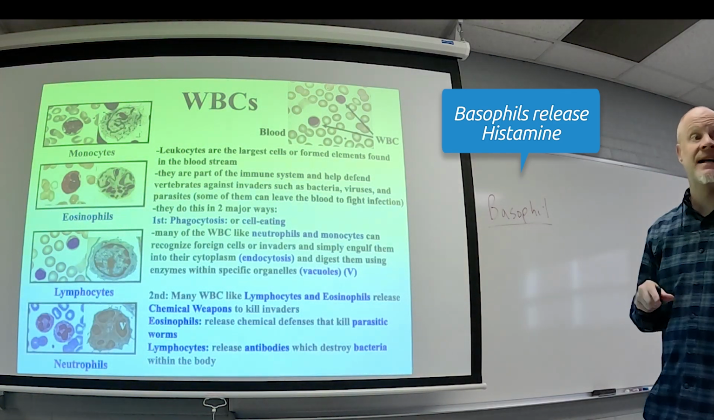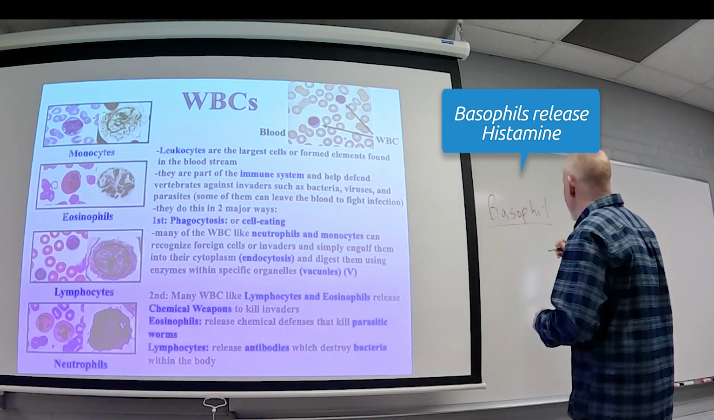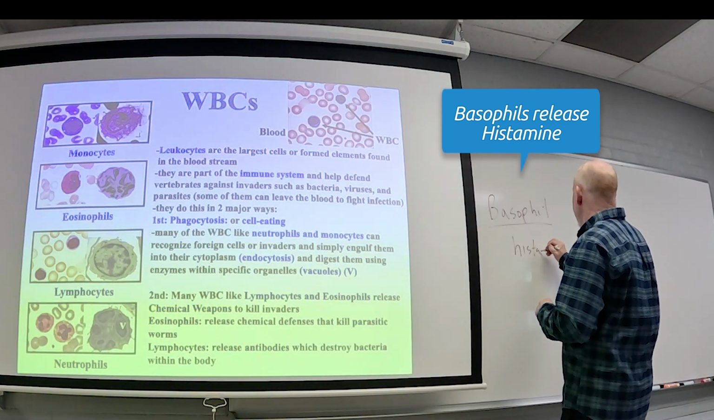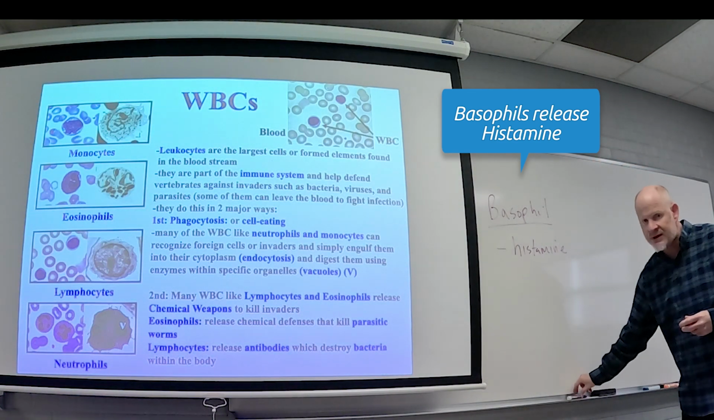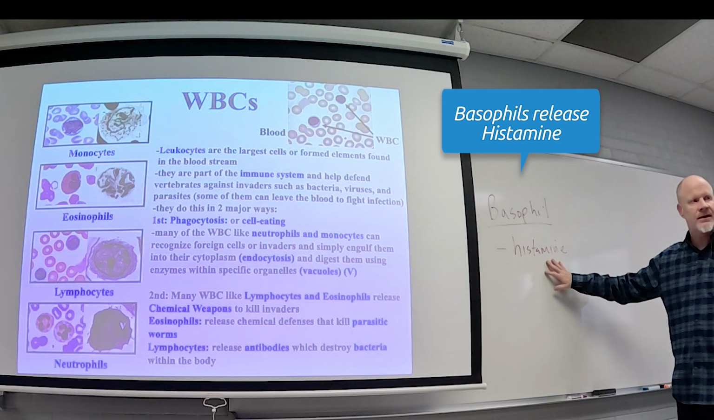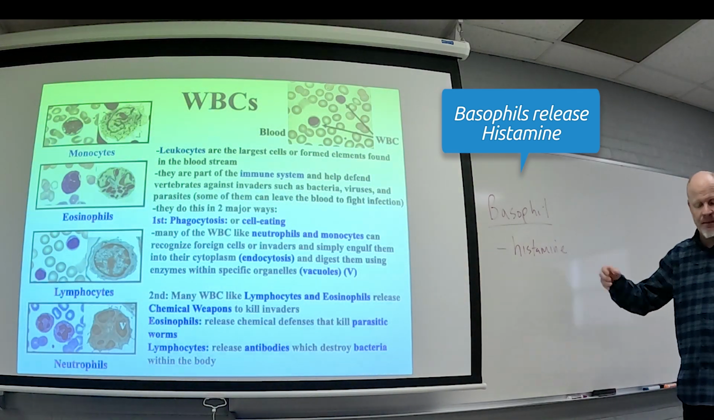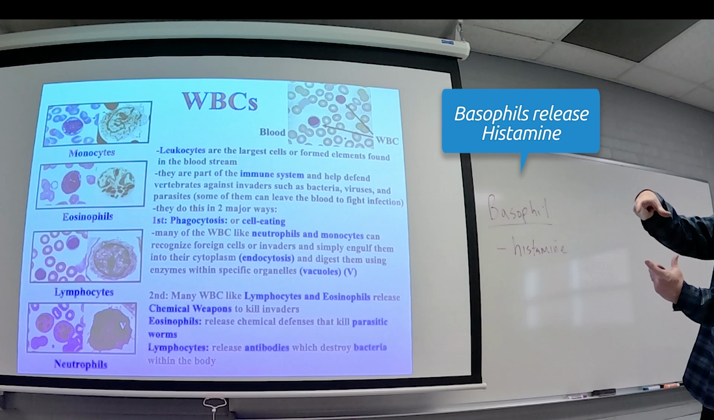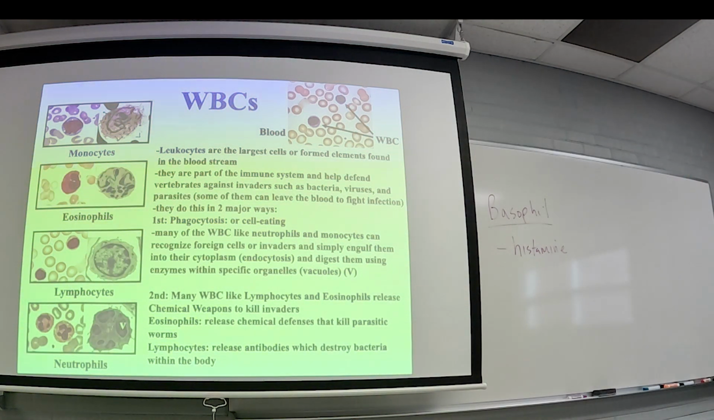Basophils release histamine. All right, so basophils, they release the chemical histamine. And histamine, we're going to talk about histamine when we get to the blood vessels. Histamine causes vasodilation. All right, and so what does that mean? That means your blood vessel does this. It gets big. It opens up. And it's going to deliver blood to a place.